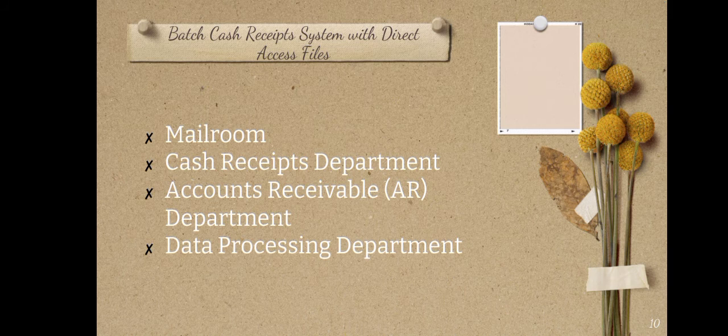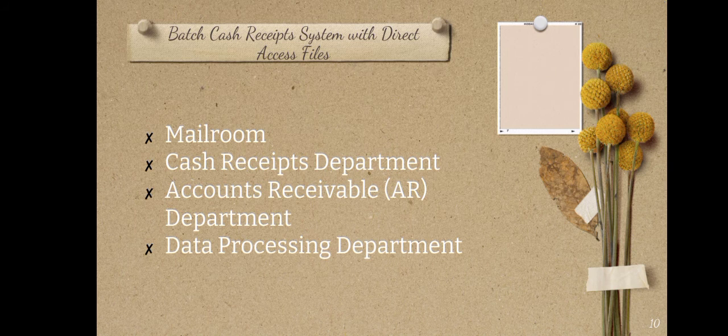So it starts with the mailroom, which separates the checks and remittance advices and prepares a remittance list. On the cash receipt department, the cash receipt clerk reconciles the checks and remittance list and prepares the deposit slips. On the account receivable department, the remittance advices and remittance list are received and reconciled by the AR clerk.